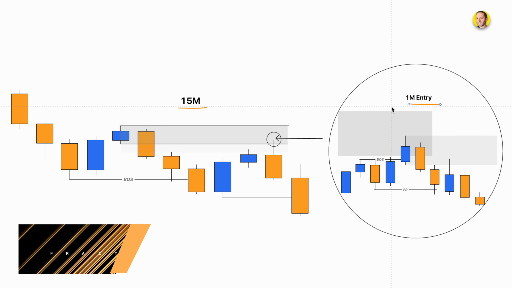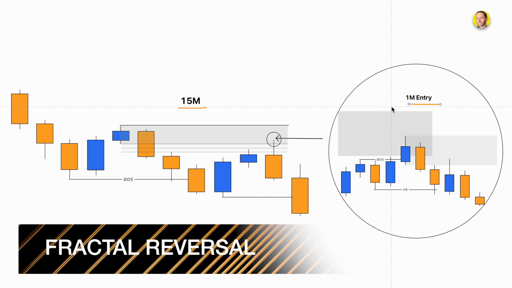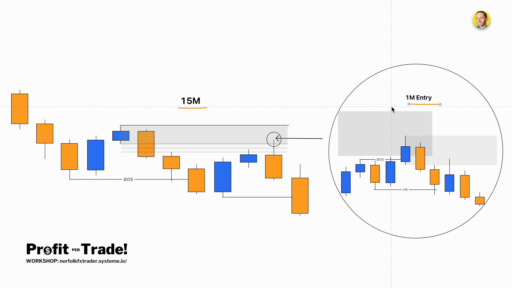Today, we're going to look at what I class as a fractal reversal entry, which gives you a much faster entry when we only see short pullbacks like this.